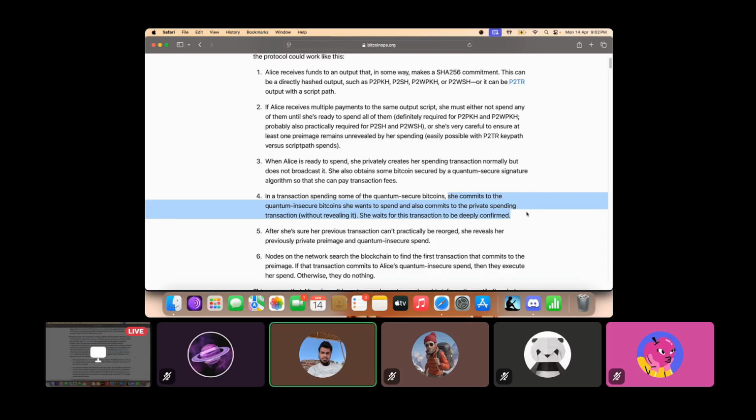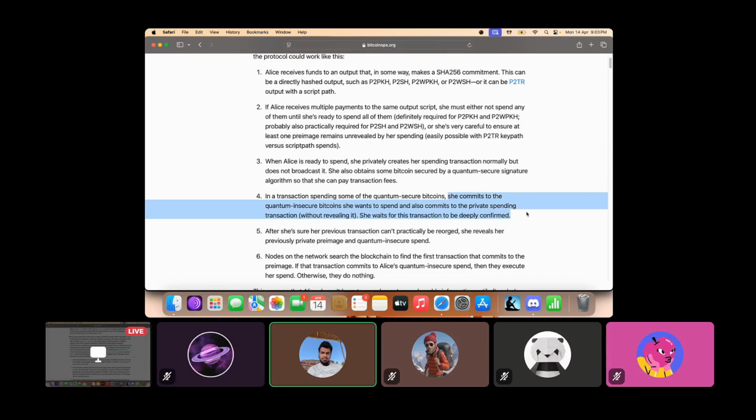So these are two separate transactions. The first transaction is a quantum resistant transaction, right? This will have a nominal amount of Bitcoin. Alice will broadcast this transaction. In this transaction, she'll commit to a hash digest of a SHA-256 pre-image, right? And once this transaction gets confirmed, and the hash digest is known, then she will broadcast the quantum vulnerable transaction, right? And the quantum vulnerable transaction will contain that preimage.